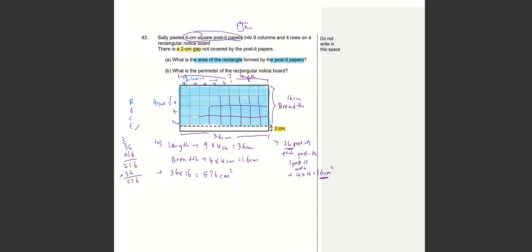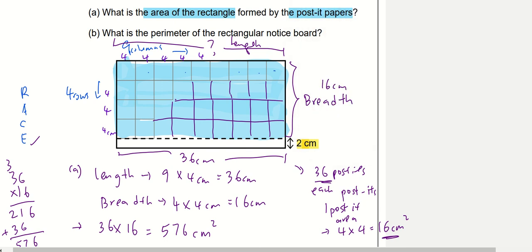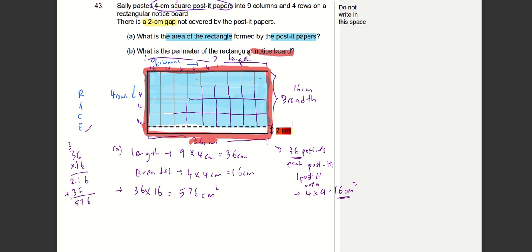The next question asks for the perimeter of the notice board. This part you have to be very clear: it is the perimeter, not the area. So I'm looking at the outline. Do I stop here? No, it's the notice board that I'm referring to. That means including the gap that is not covered. So this is the outline of the notice board. I already got 36 as the length, and for the breadth I need to add in this portion of 2 centimeter gap.